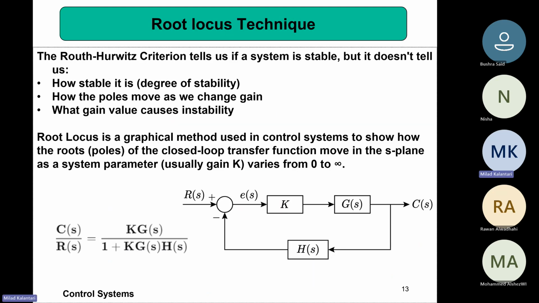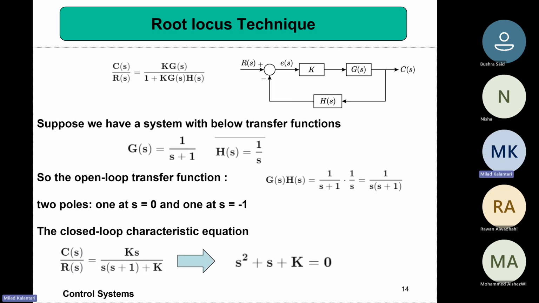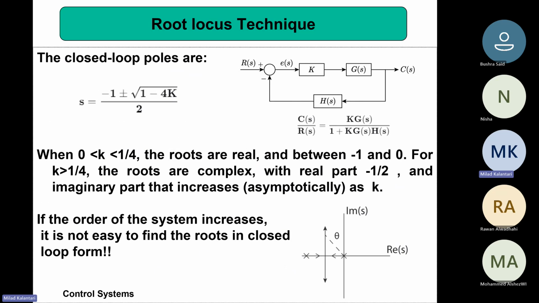And then there was another way to find the stability of the system. We called it root-Lucas technique, which we try to find where the position of the closed loop poles are.